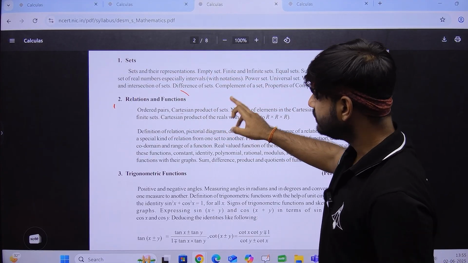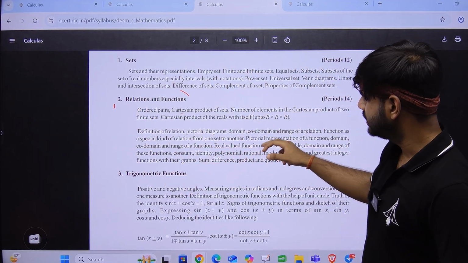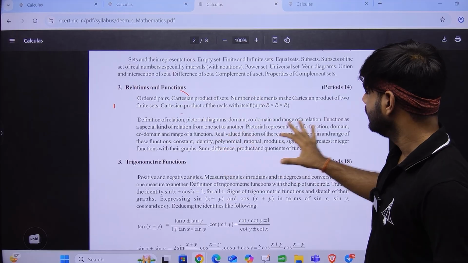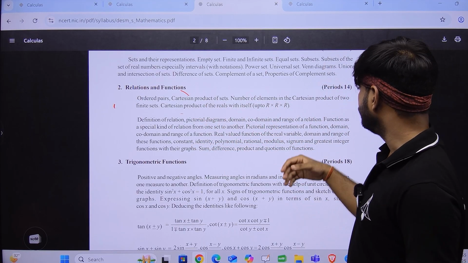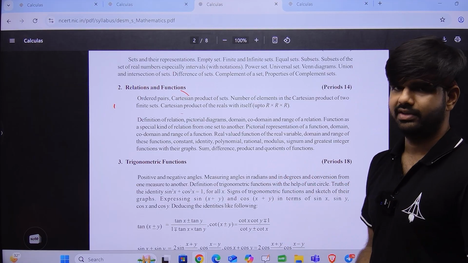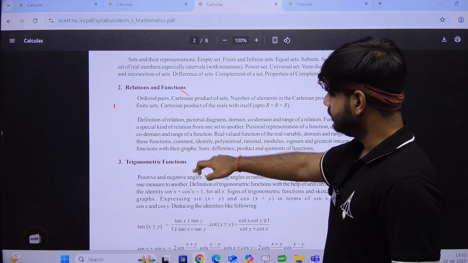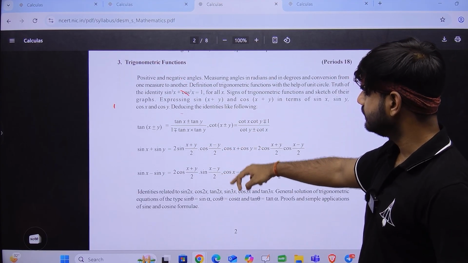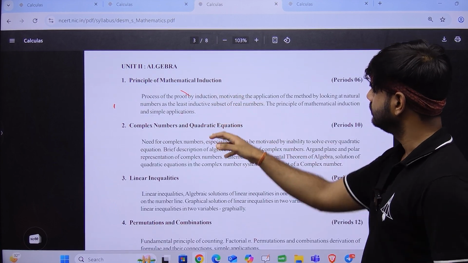Anyways, we have sets, relations, functions, ordered pairs, Cartesian products, real valued functions. Functions are very important, including pictorial representation, domain, range, product and quotients of functions, and functional equations are also very important. I guess it will come down. So trigonometric functions and equations, like I said, are important. Induction is not much important.